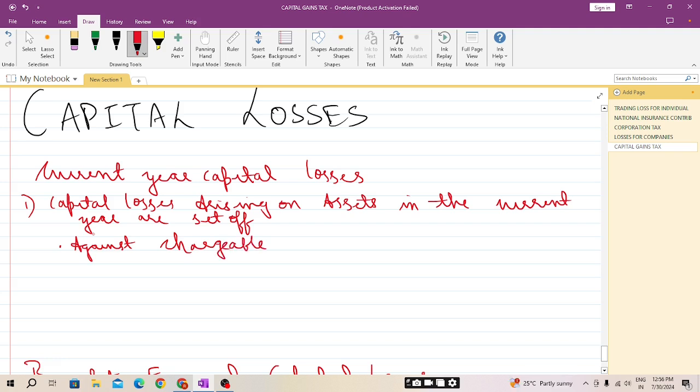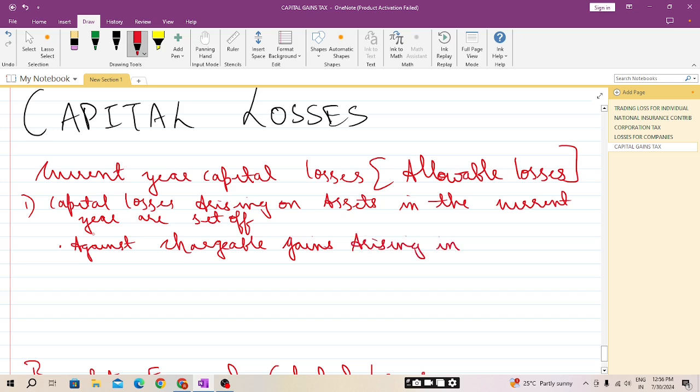We have seen the format, students. Step number 2 is chargeable gains less allowable loss. The allowable loss is known as the current year capital loss, students. Here we have seen in the format, that is allowable loss. Please do remember this, allowable loss. So against chargeable gains arising in the same tax year, students. The capital loss arising on assets in the current tax year is set off against chargeable gains arising in the same tax year. I hope this is clear, students.